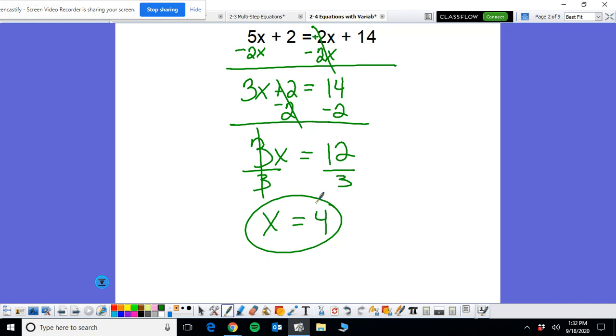So, the difficult part of these problems is simply, what do I do when I have an x on each side? And when it looks like this situation, you want to basically cancel one of those x's through addition or subtraction, not division or multiplication. That's a common error I see.